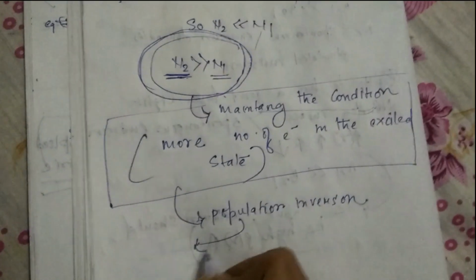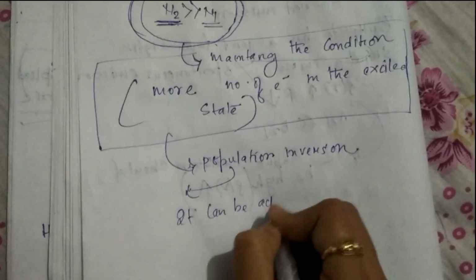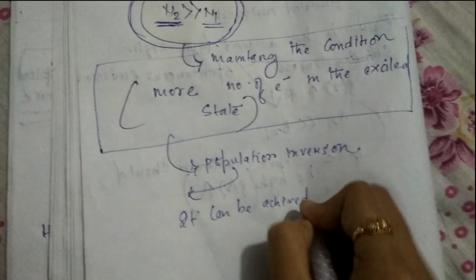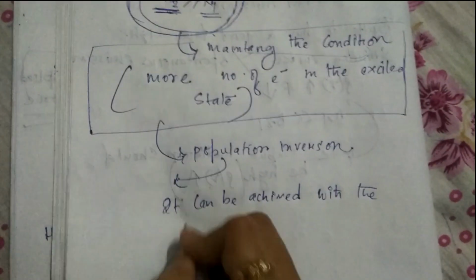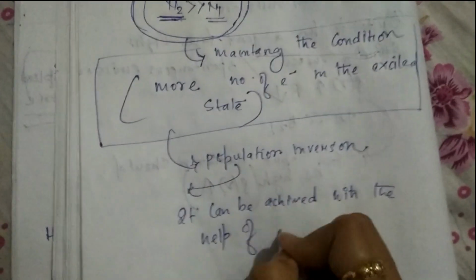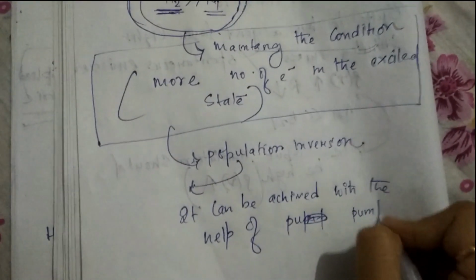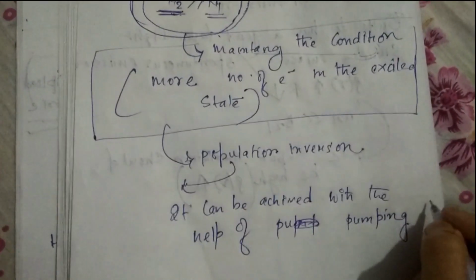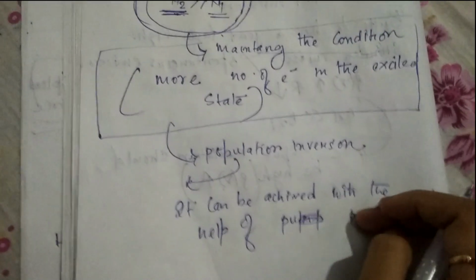And population inversion can be achieved with the help of pumping. Pumping means sending the electrons from the ground state to the excited state.